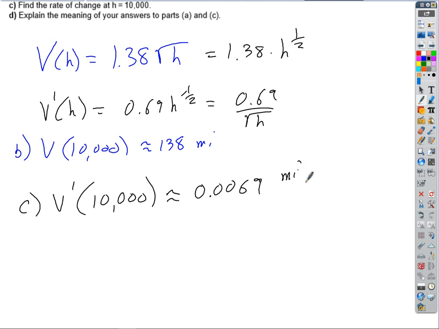So I'm going to get back roughly 0.0069 miles per foot. So somebody, what is that? What does that mean? If I plug 10,000 into v prime, that's the rate of change of view with respect to height, and I get back a number of 0.0069 miles per foot. What in the world does that mean?